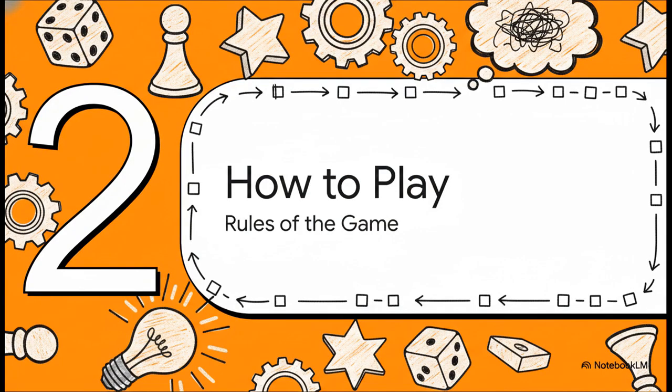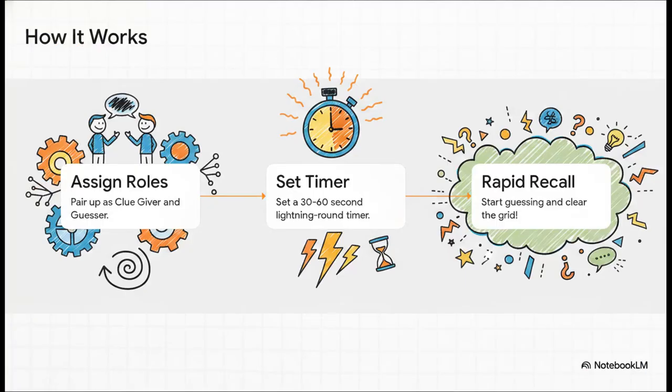Let's move on to Section 2, How to Play the Game. Setting this up in your classroom is a breeze. It really just takes 3 simple steps. First up, you pair students into teams and assign rotating roles so everyone gets equal practice both speaking and listening. Second, you set a lightning round timer. And third, you just unleash them into rapid recall and guessing.